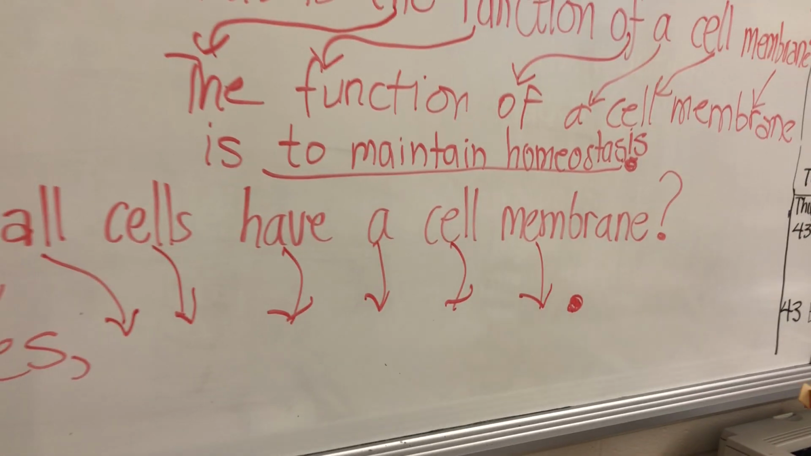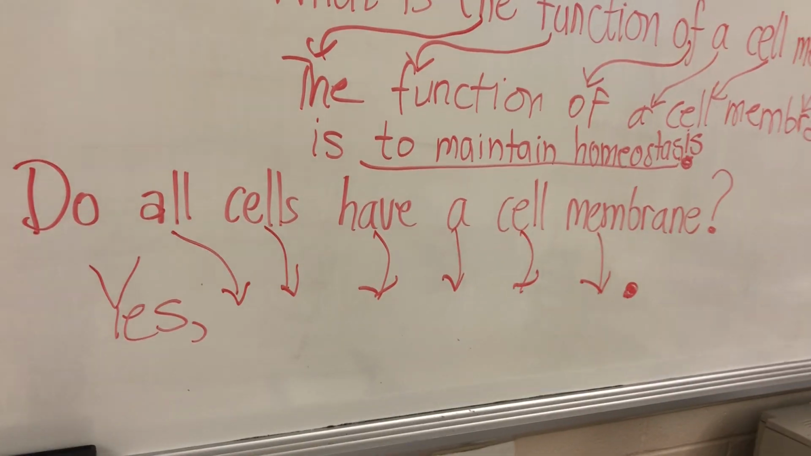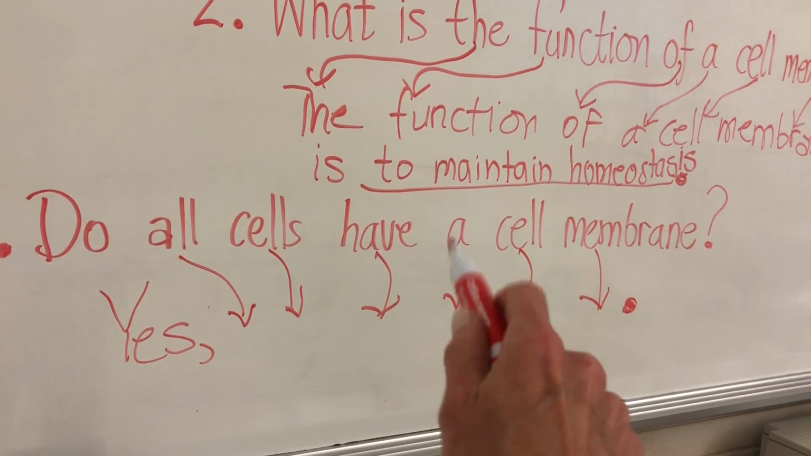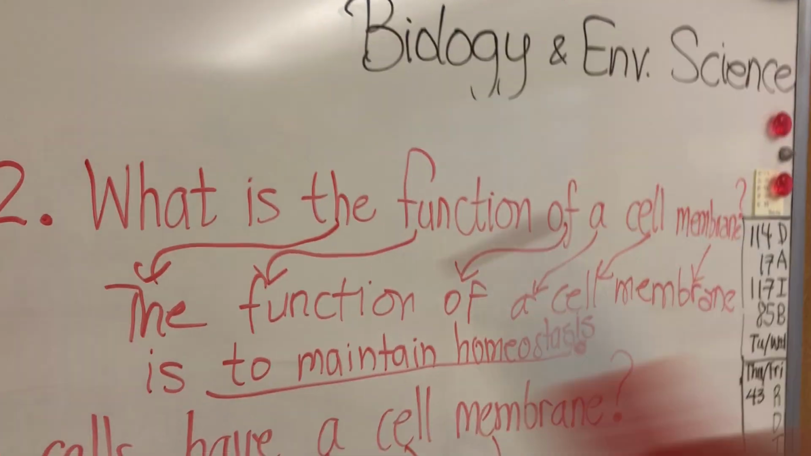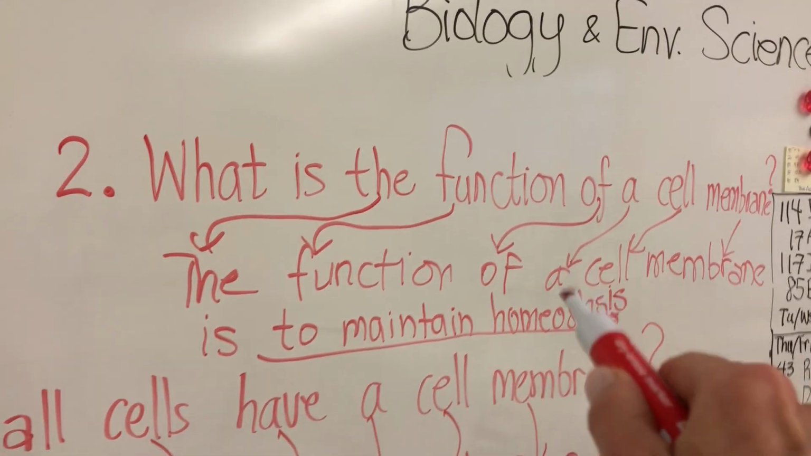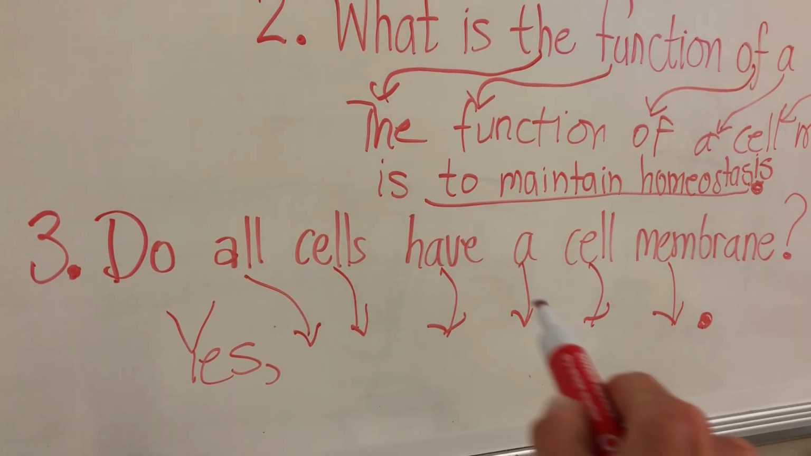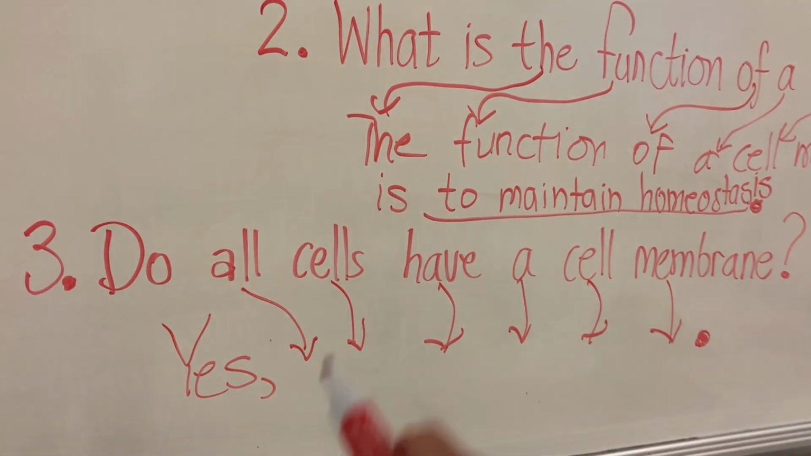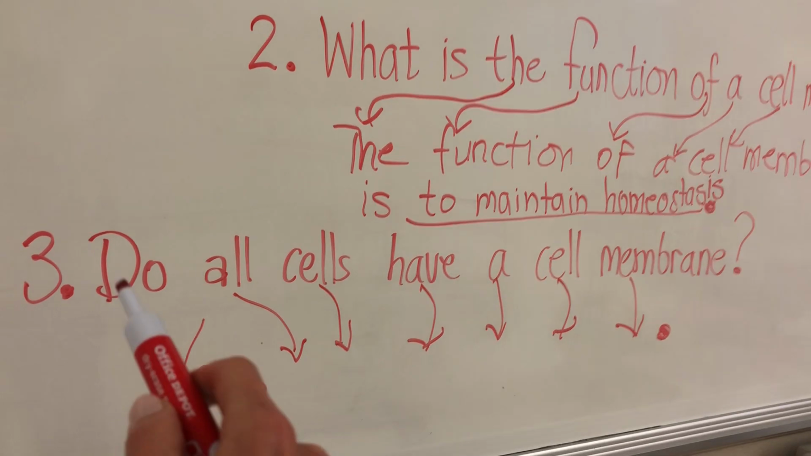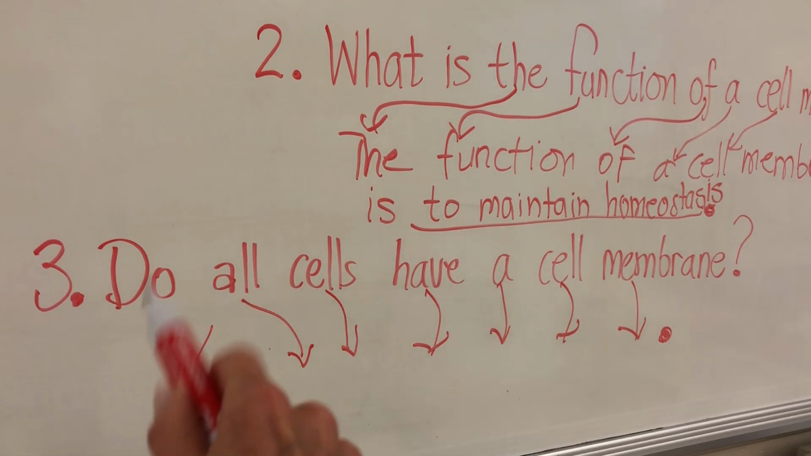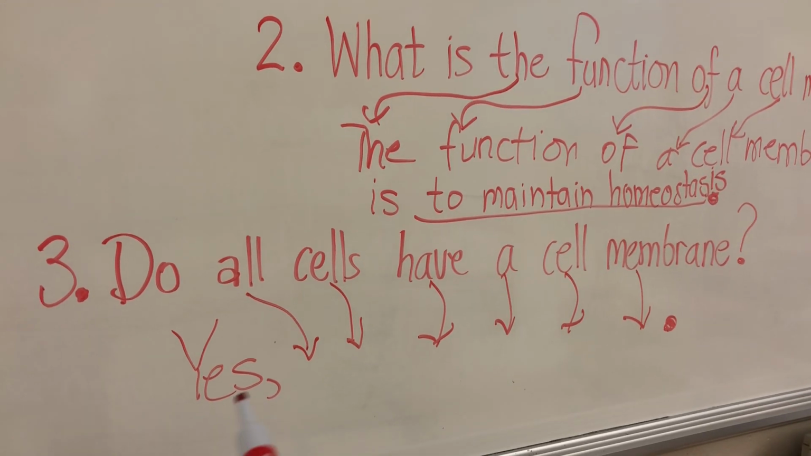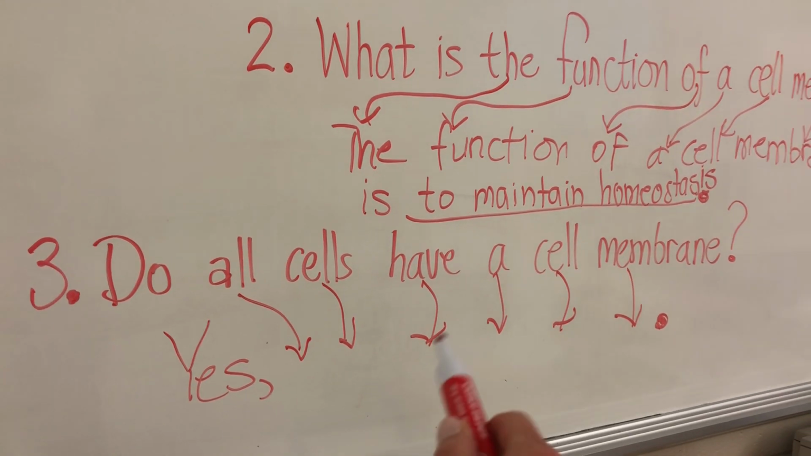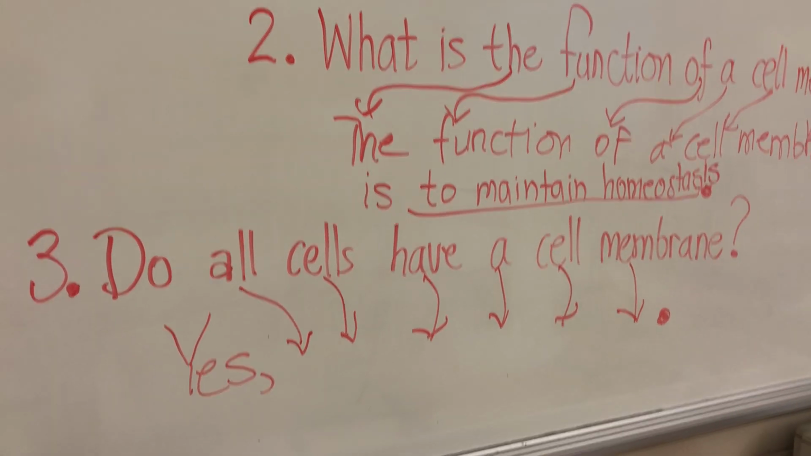That's it. Miss Gordon, when I do our homework, can I just draw those arrows like you draw the arrows? No, you need to write the whole words out like I did here. I'm just drawing arrows to save time and to show you where those words go. So here's a beautiful complete sentence answer. Do all cells have a cell membrane? Yes, comma. All cells have a cell membrane. That's all you got to do.